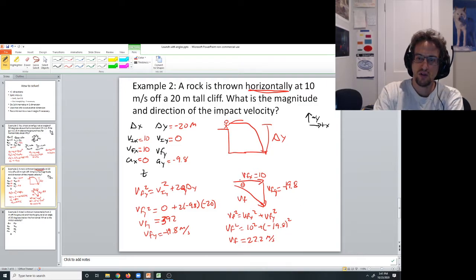For the angle, we can use an inverse tangent. So tangent, could use inverse sine or cosine here, but tangent inverse of well, let's start over a little bit. Let's start a step further back than that.